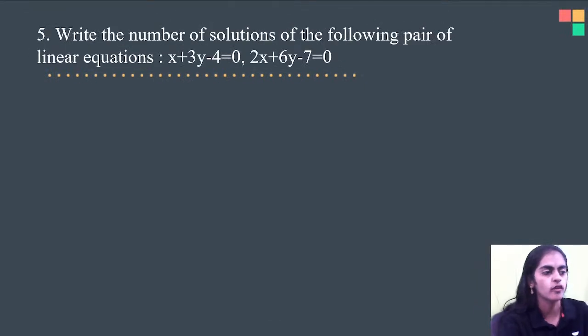Write the number of solutions of the following pair of linear equations. This is the next question. So how many solutions are there you have to write? I hope you will do along with me now.